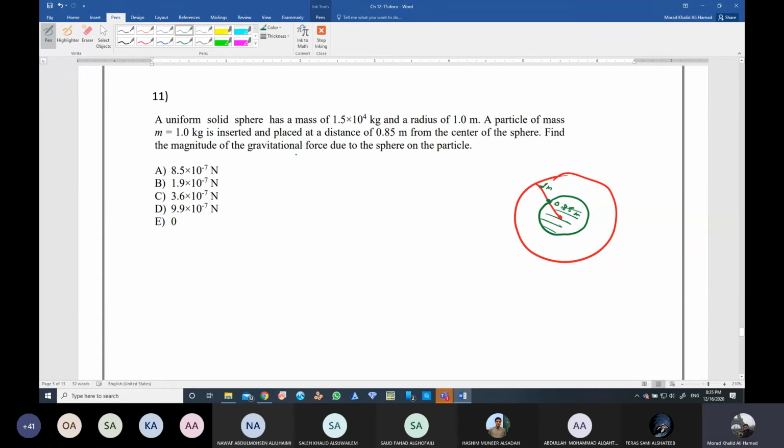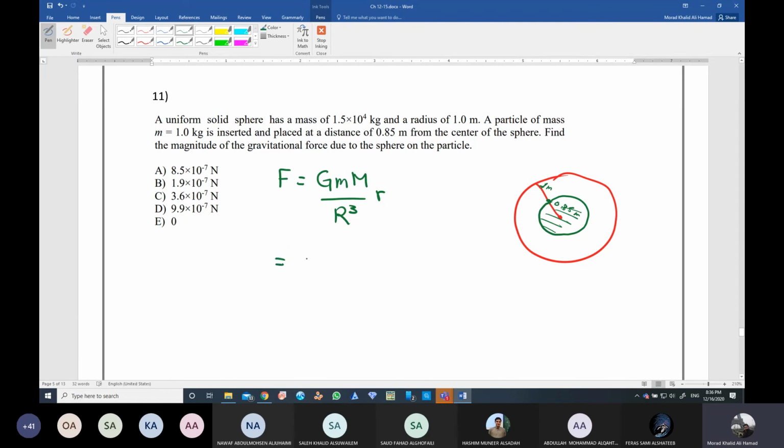Find the magnitude of the gravitational force due to the sphere on particle. Okay, here, if it is a sphere, as mentioned in chapter 13, we know that F equal to G, mass of particle, mass of the sphere, divided by radius of the sphere cubic times the position of the particle. Now, if it is shell, the answer will be 0 directly. You remember this one from chapter 13? Yes. So we can substitute because we have solid sphere, not shell.